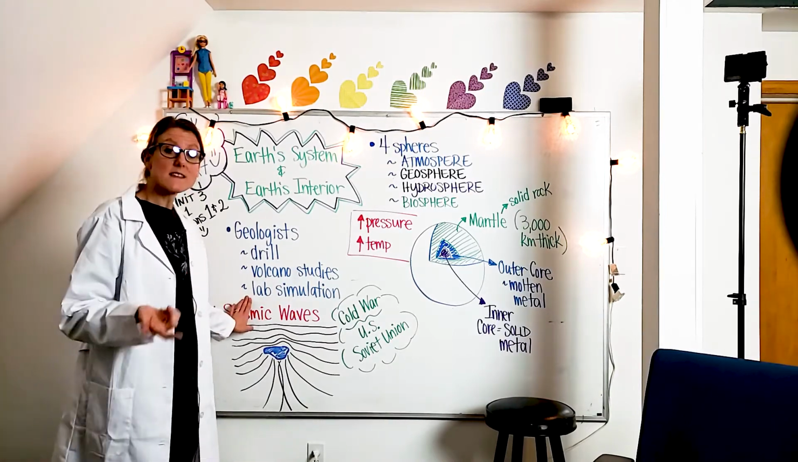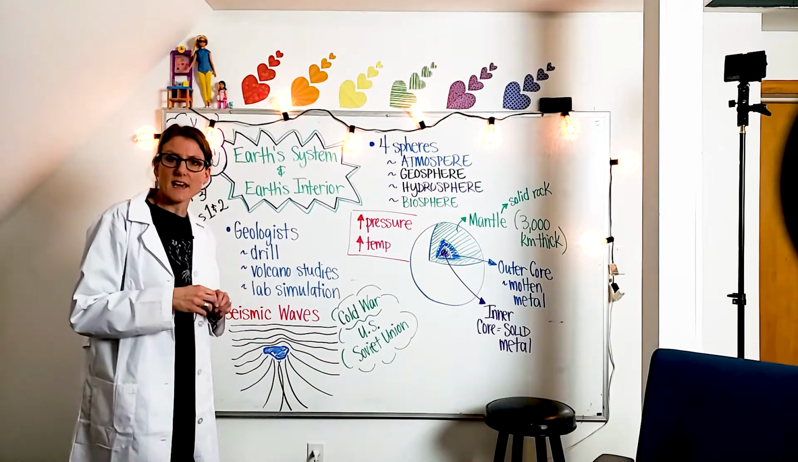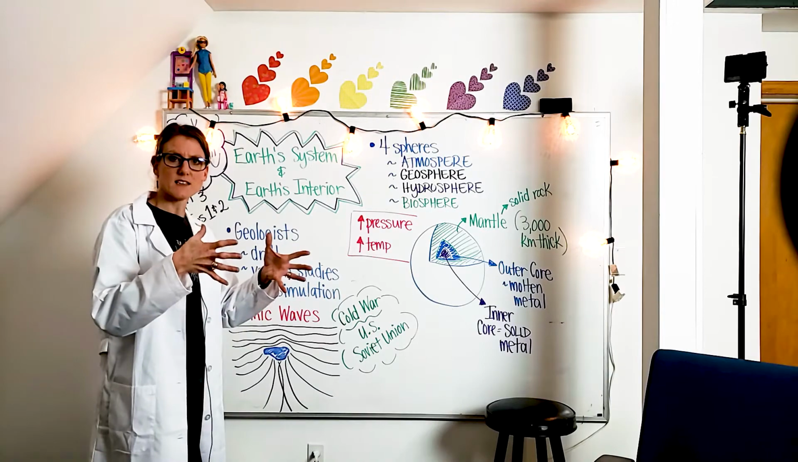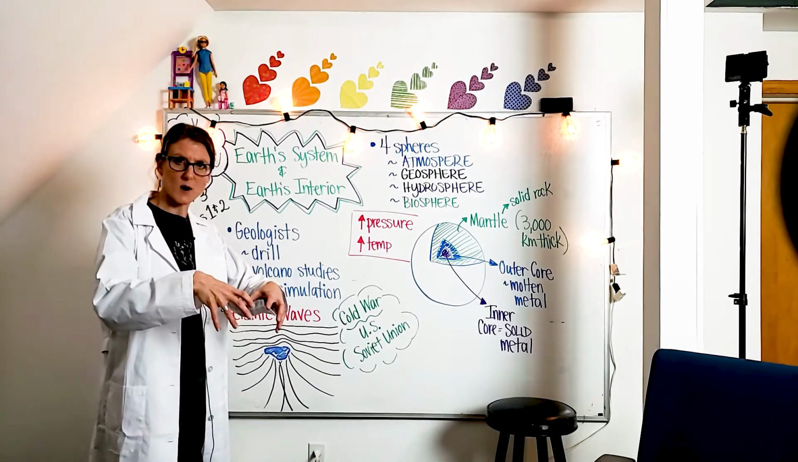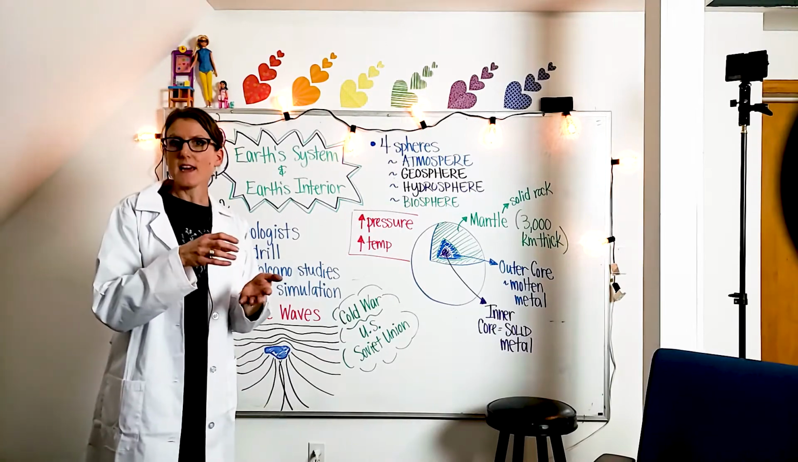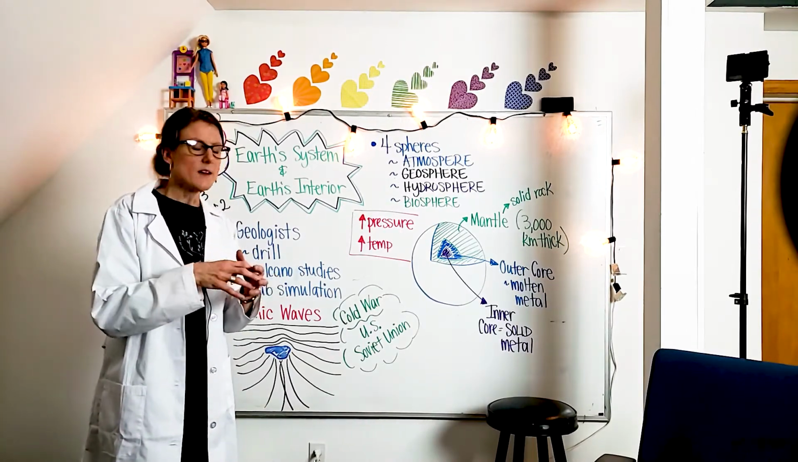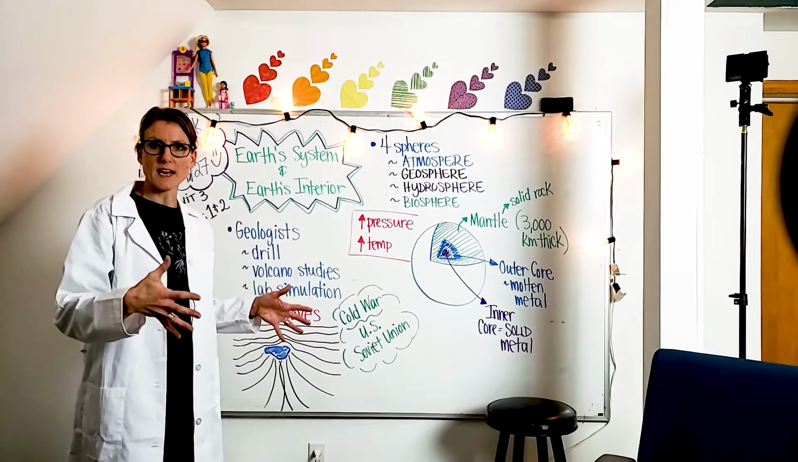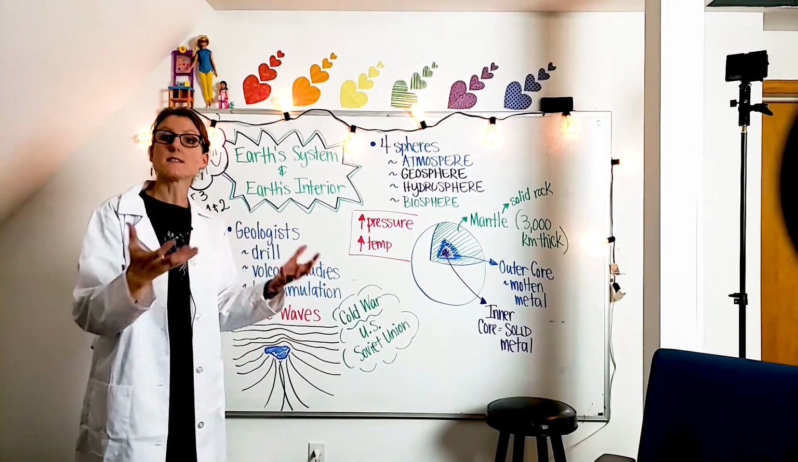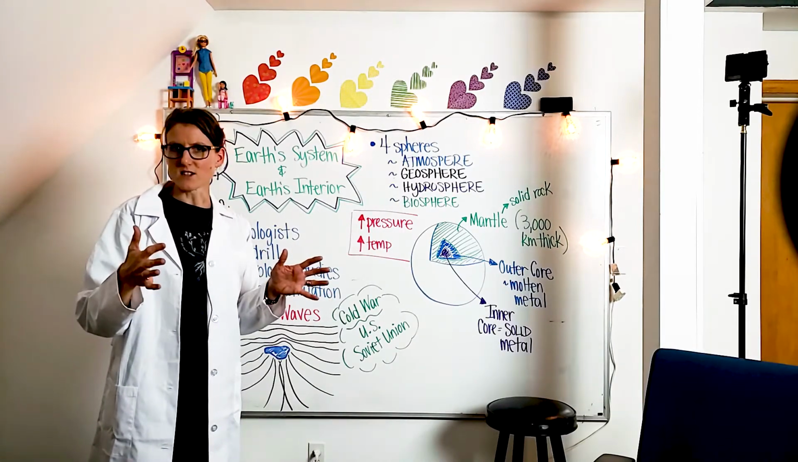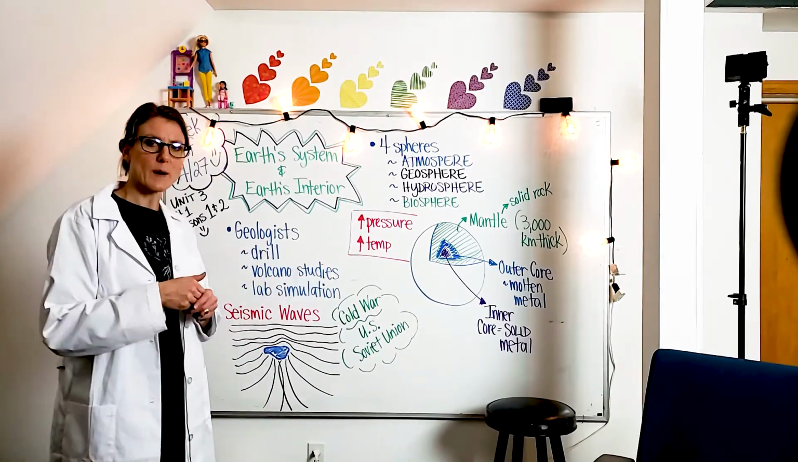Another piece is lab simulation. Scientists can bring rocks into a laboratory where they mimic the conditions of the internal part of our Earth, so that super intense pressure and temperature inside our Earth, they can simulate that. They can make those conditions in a laboratory and then put the pressure on a rock and see what happens. That tells them how different rocks react to different conditions. So it gives us a lot of great information about our structure.